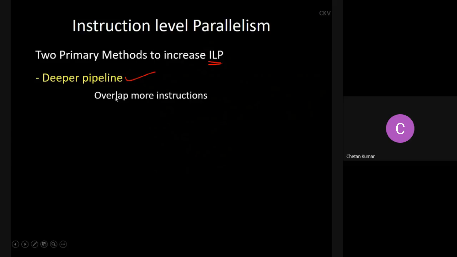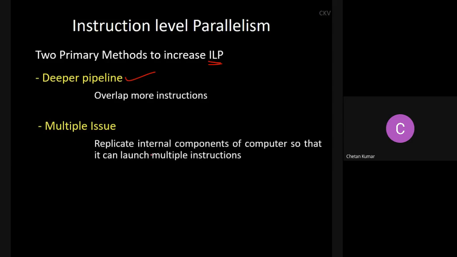The other way is to overlap more and more instructions, so more instructions will be in parallel, as somebody explained earlier. Then we have another technique which we call multiple issue. Multiple issue processors are those where you replicate some of the internal components so that they can launch multiple instructions at the same time.